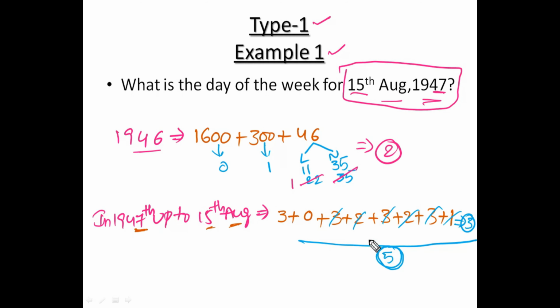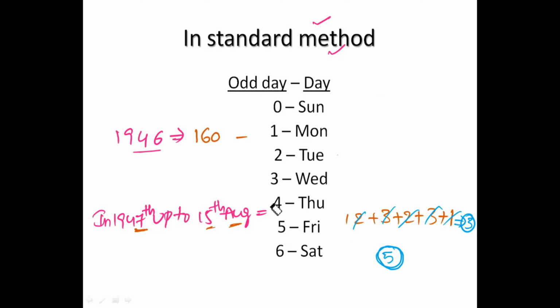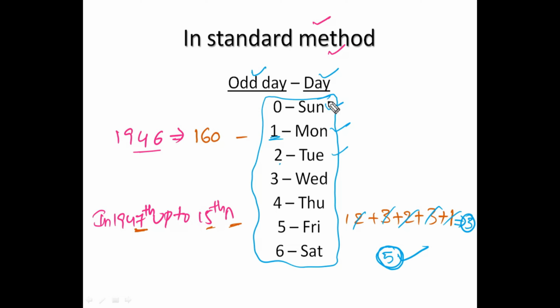To tell the answer, there is a table for that. See this. Based on odd days, how to say the day. If we are left with 0 odd days, our answer will be Sunday. If 1 is the odd day, Monday. 2, Tuesday, then Wednesday, Thursday, Friday. So don't try to remember all the days. Just remember 0 is Sunday. This is enough. We start 0 with Sunday, and the remaining days automatically continue from Sunday.